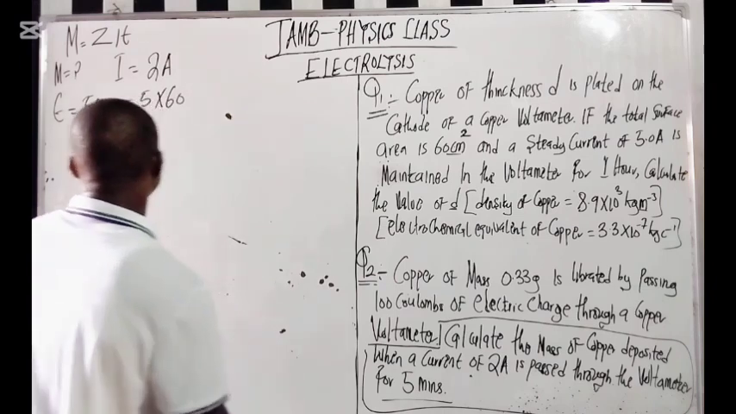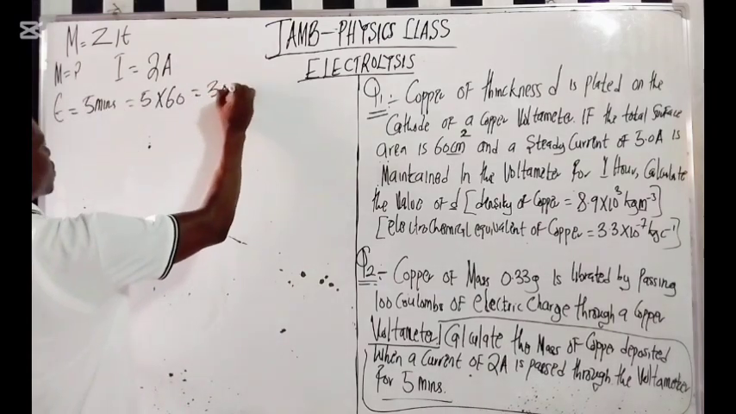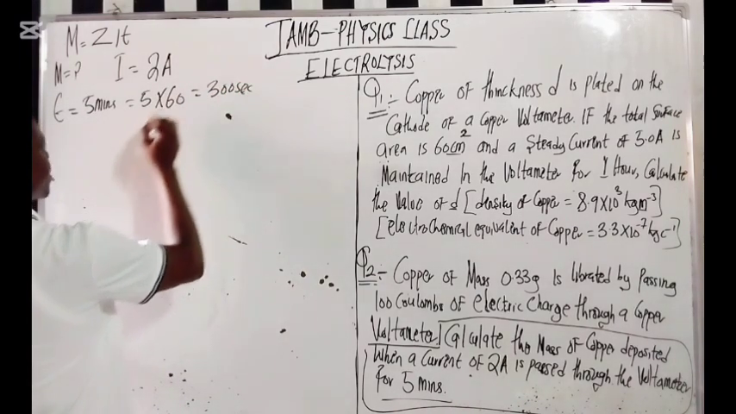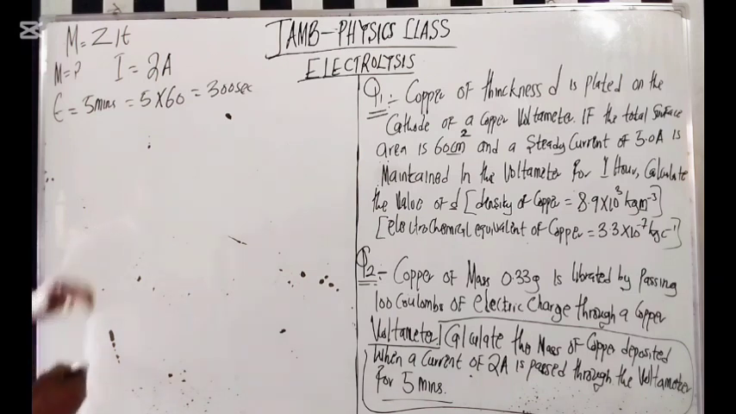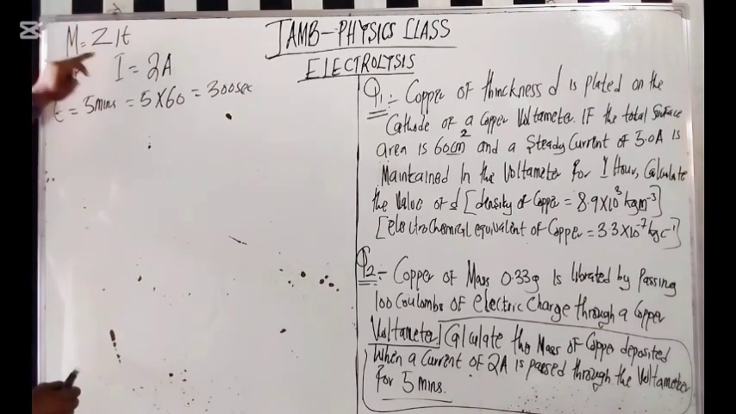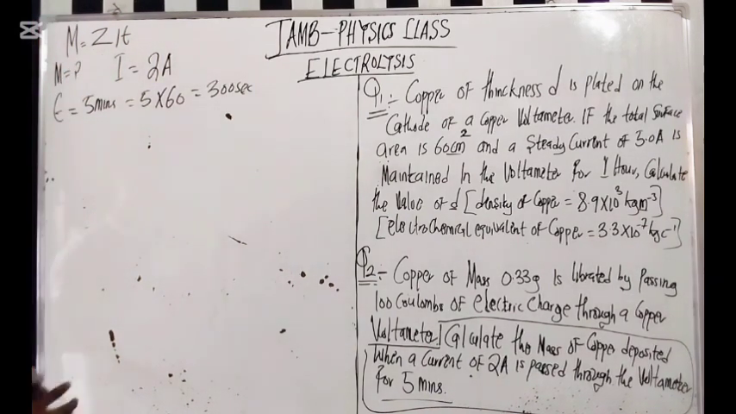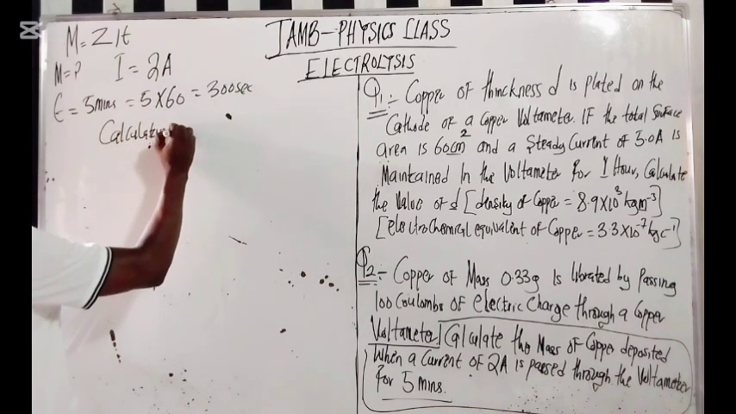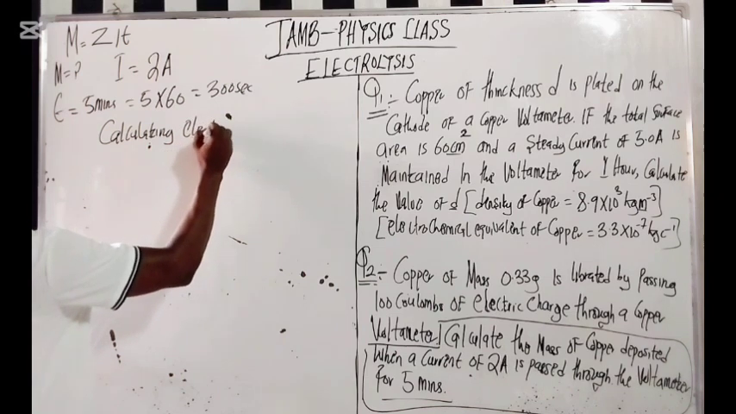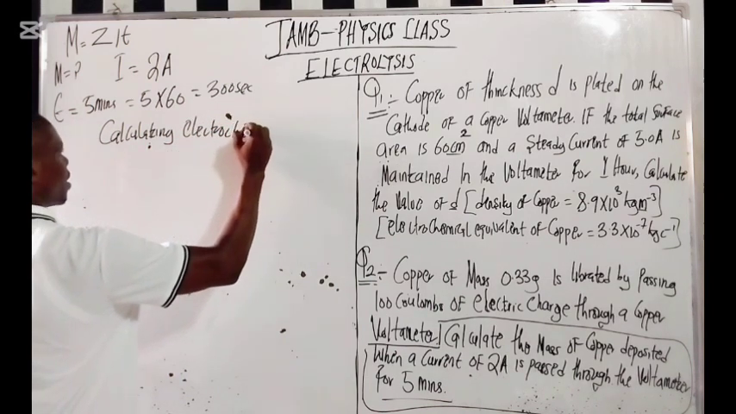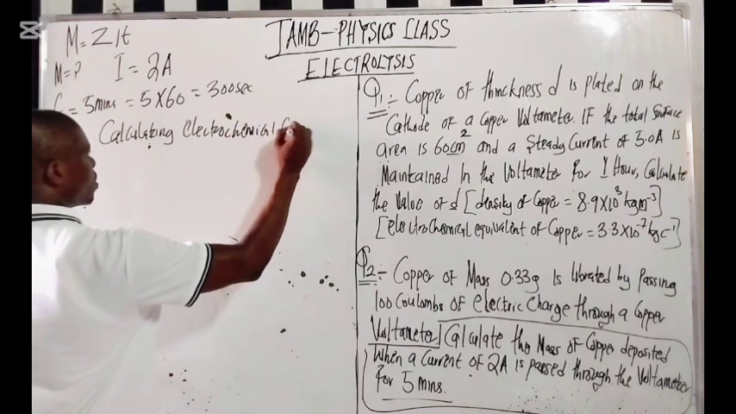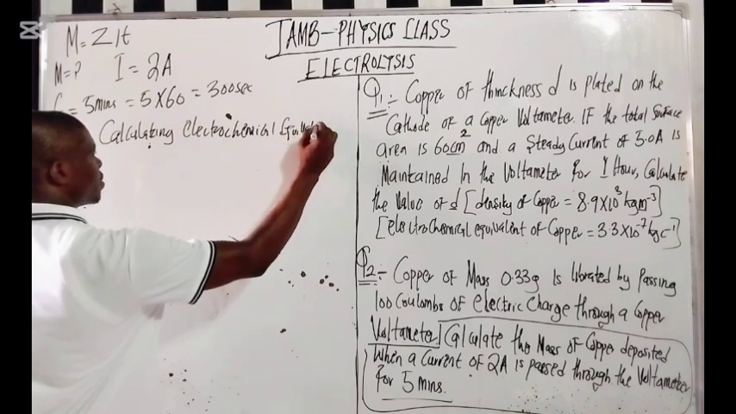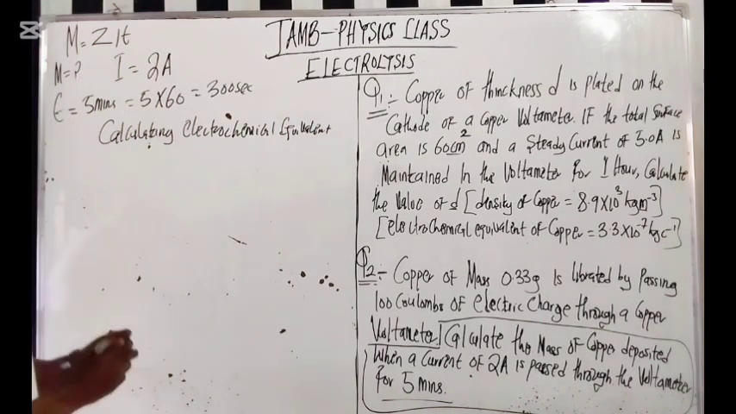Which is what? 300 what? Seconds. This is that 300 what? Seconds. So for us to be able to calculate our mass here, I need what? My Z. Right? So I'm now calculating the electrochemical equivalent. Calculating what? The electrochemical equivalent.